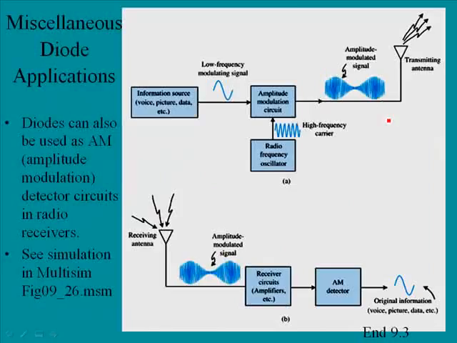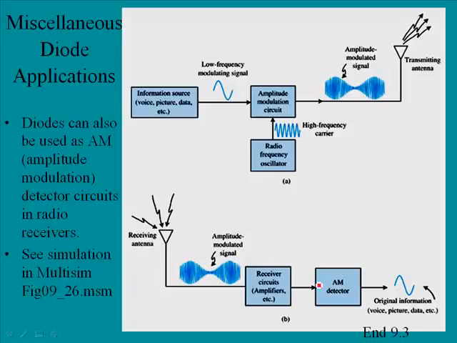Our final look at diodes will be using them in something we call an AM detector. Diodes can also be used as AM detector circuits. That's for amplitude modulation in radio receivers. And we've got a nice simulation of this, and we're going to go to that after we discuss this.